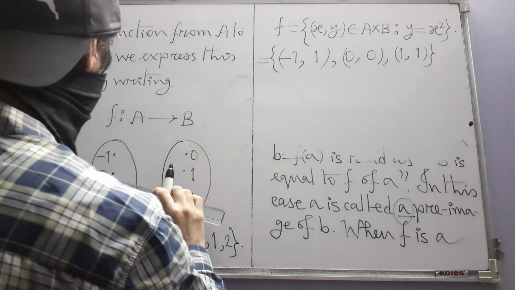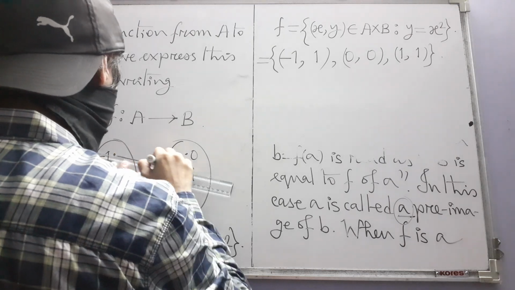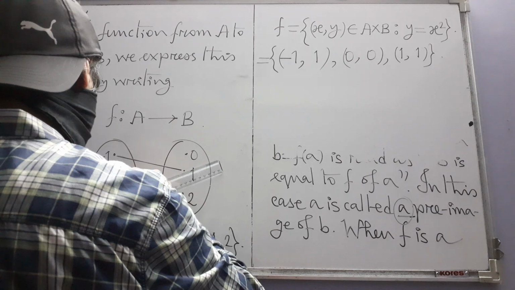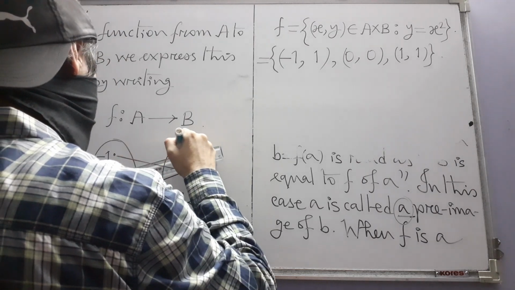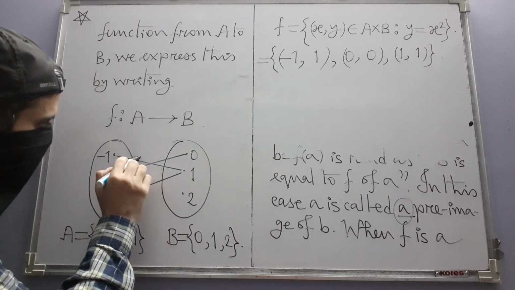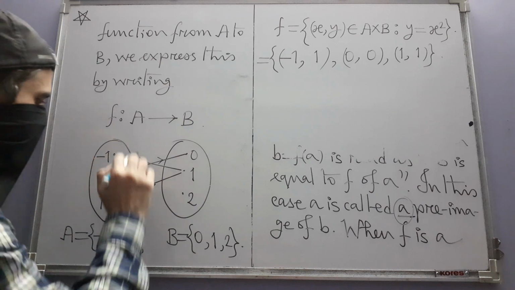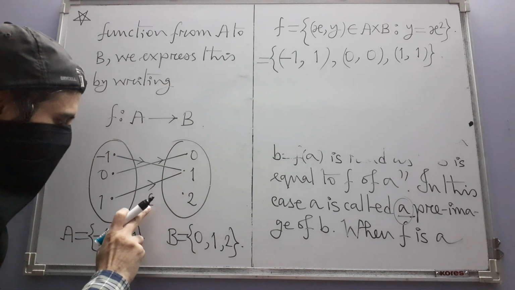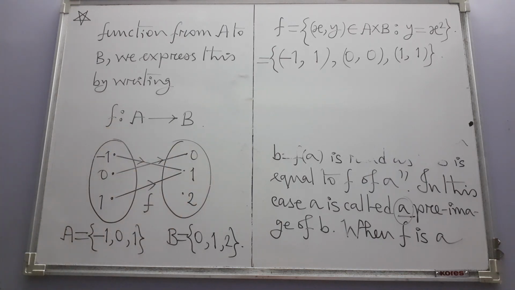Now let me just draw the arrows. -1 is related to 1. 1 is also related to 1. And 0 is related to 0. Okay, so this is my F. Sometimes we show the function name here in the middle of these arrows, like this, in an arrow diagram.